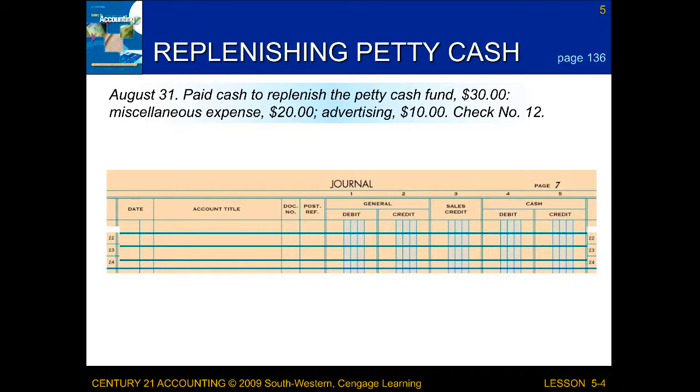So in this transaction, it says August 31st, paid cash to replenish the petty cash fund of $30. And they actually used two different expenses that they may have used their petty cash for throughout the month of August.